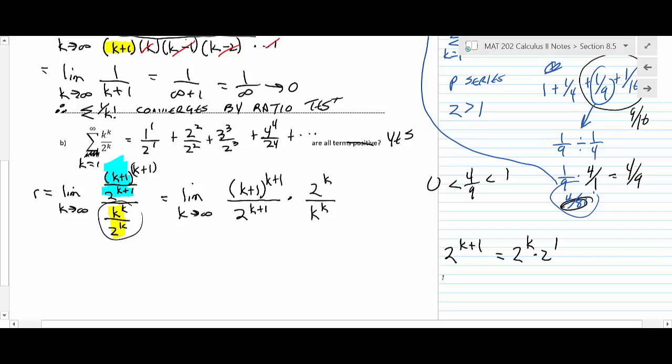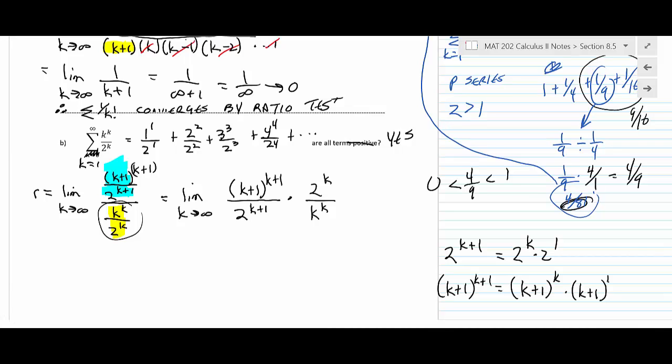How about this k plus 1 to the k plus 1? How do you break that up? Same idea. You'd say k plus 1 to the k times k plus 1 to the first. Okay, so you're going to break that up. Could you break up the parentheses? Yeah, okay. You can also subtract exponents.